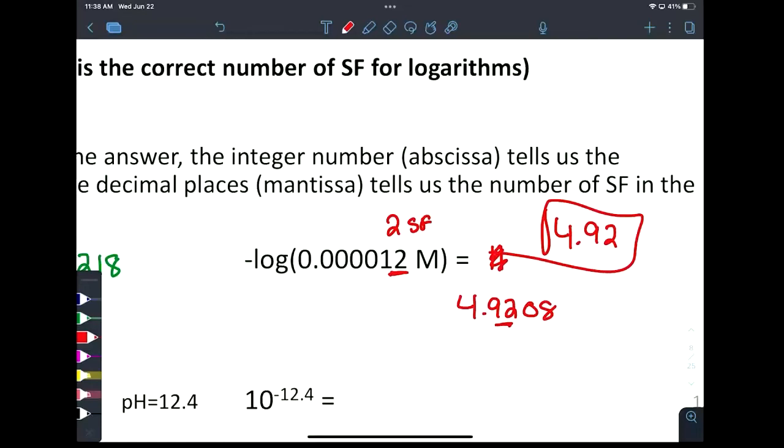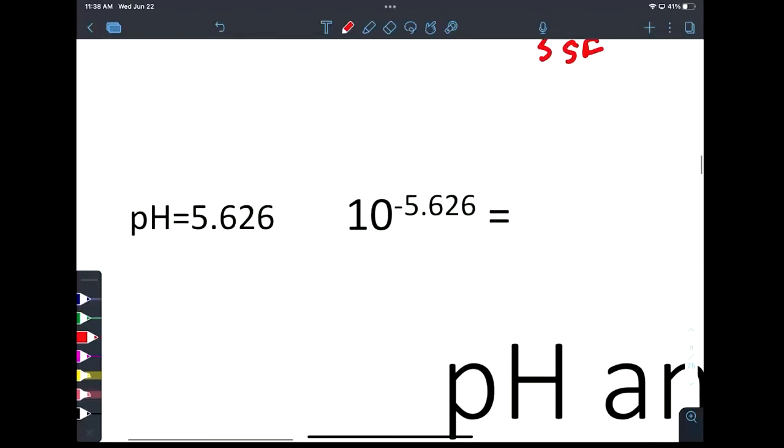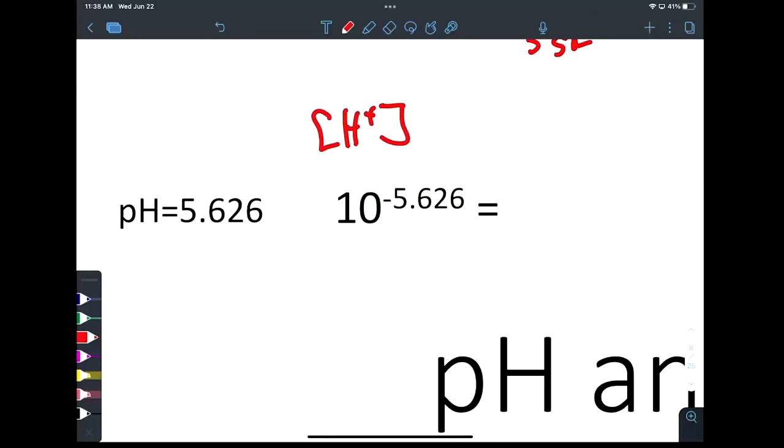All right. Okay, let's go the other way. So this pH is 5.626. If I want H plus concentration, how many sig figs will my molarity have? 4? 4 sig figs? 3 sig figs, yes, because the pH value here, there's only 3 sig figs within there. It's the decimal places. So yeah, our answer is going to have 3 sig figs, not 4. It's going to have 3, whatever that answer is.